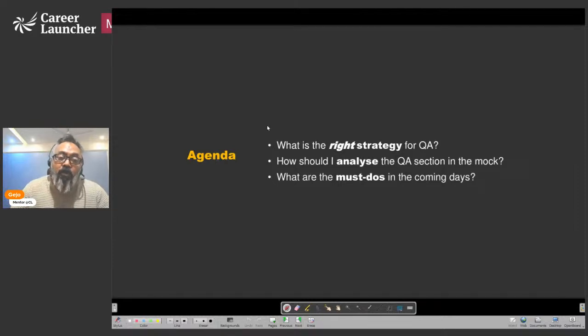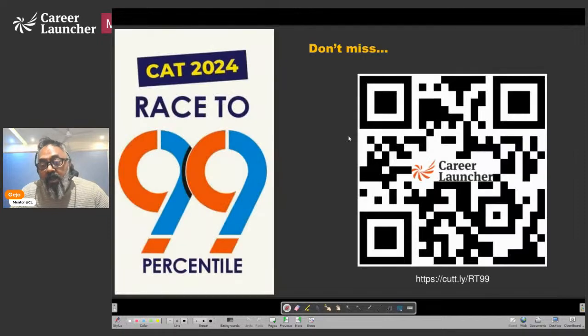To move your score and increase your score, one natural thing to say is study more. So that could be one way to look at it. But also the way in which we attempt the paper can impact how we improve our score. So those are the two things that we need to look at. So let's start with what is the right strategy.